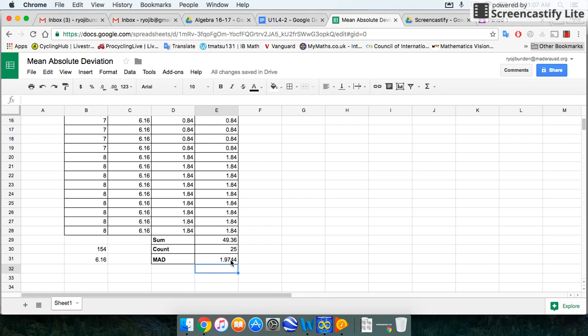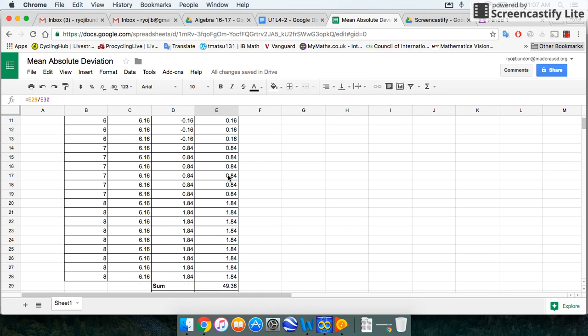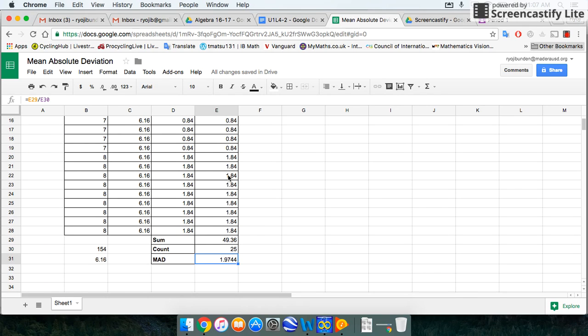Okay, so what this means is, in this case, this data table is measuring the age of 25 different cars. The mean absolute deviation summarizes all of this variability. This tells us that the mean age, the average age of all of these cars, is 6.16 years, and the variability from that mean is 1.97 years. So that could be 1.97 years more, or 1.97 years below 6.16 years. That's what the mean absolute deviation means.